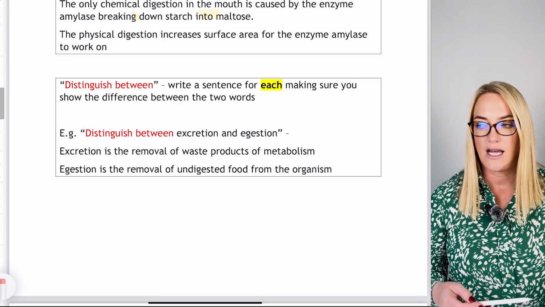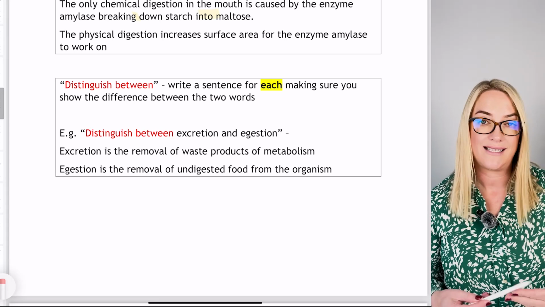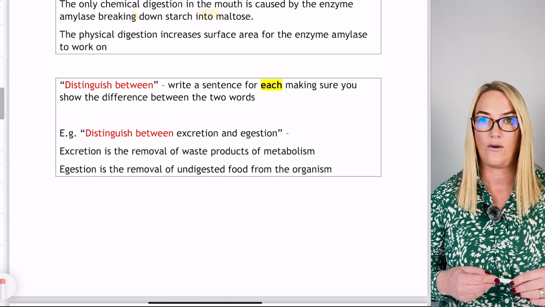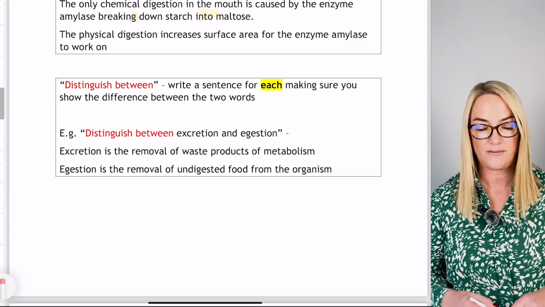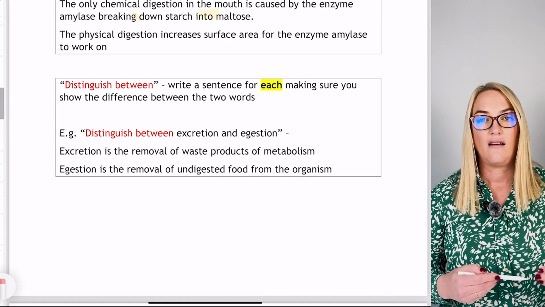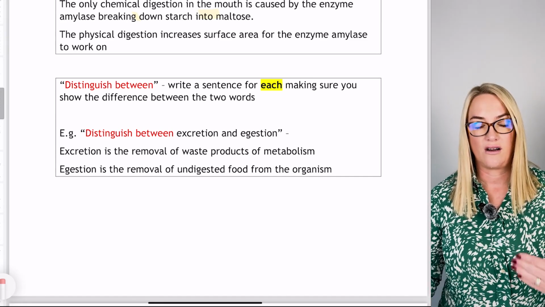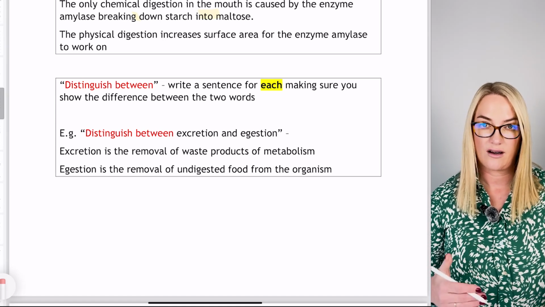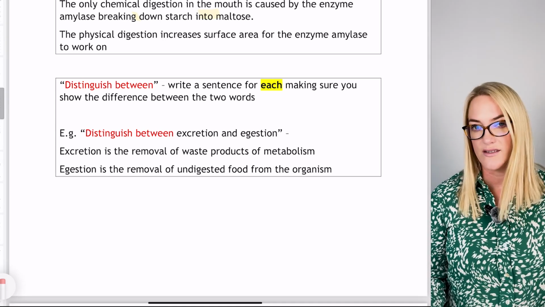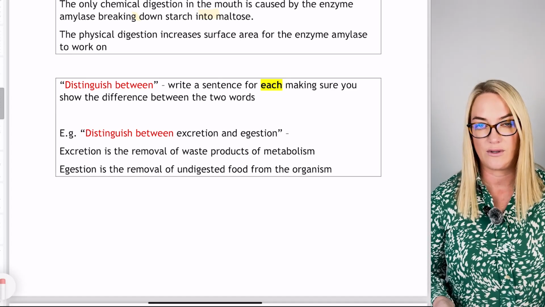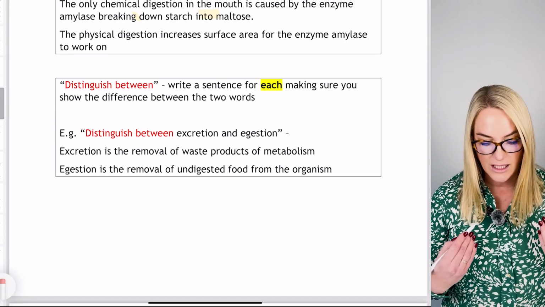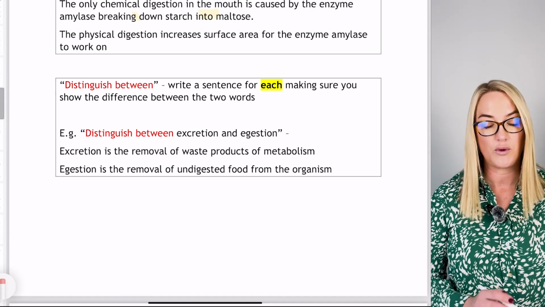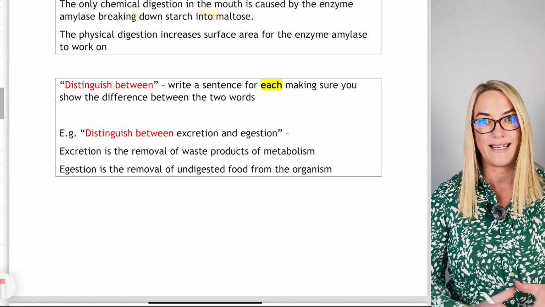So this year, one of the distinguish questions was distinguish between fats and oils at room temperature. So a lot of students said, fats are solid at room temperature, oils are not. So the student did not clearly distinguish what oils are at room temperature. So fats are solid at room temperature, oils are liquid at room temperature. Okay, so you will get maybe a few questions to distinguish between two things. Explain what each one is.